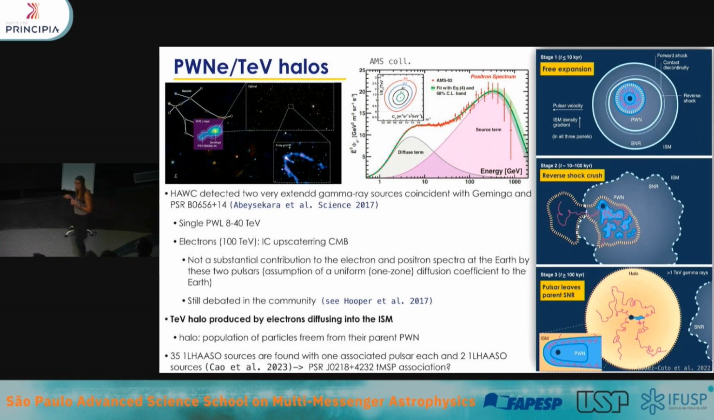Something also interesting from the catalog that LHAASO released yesterday is that they claim that they have detected around 35 TeV halos. So before we had around 2, and now we have 30 something more. So a lot of interesting things.